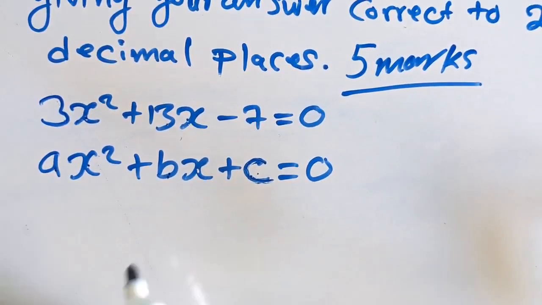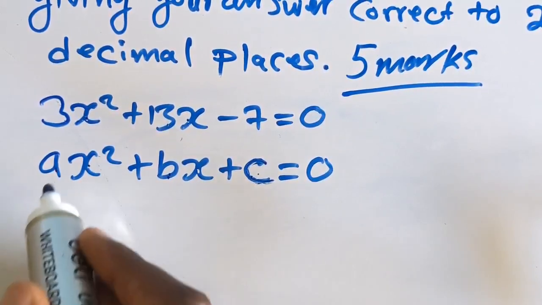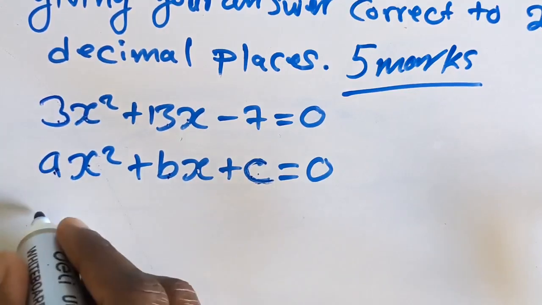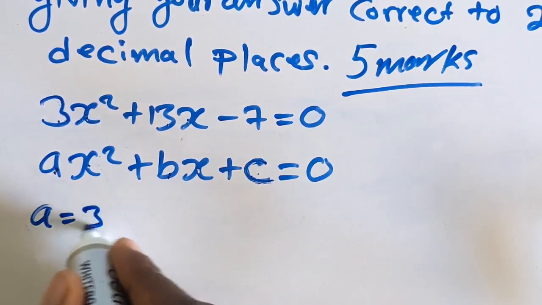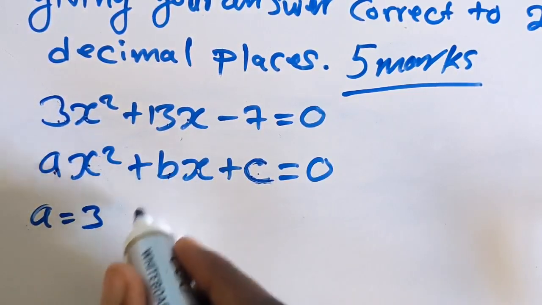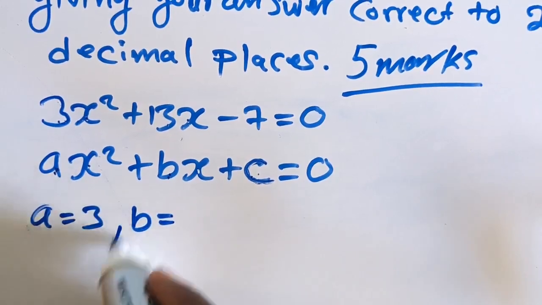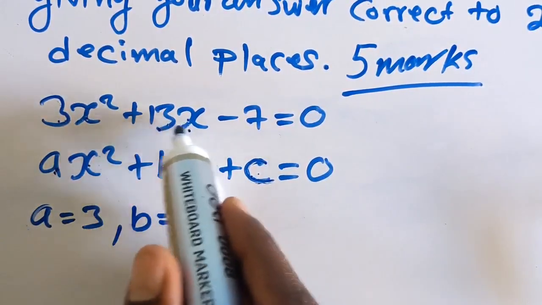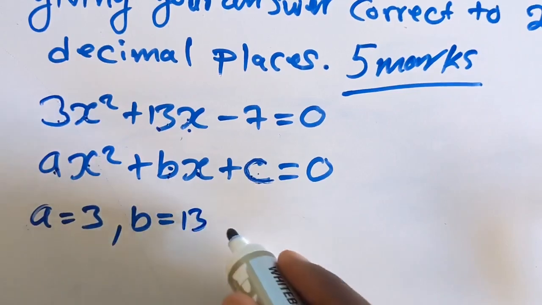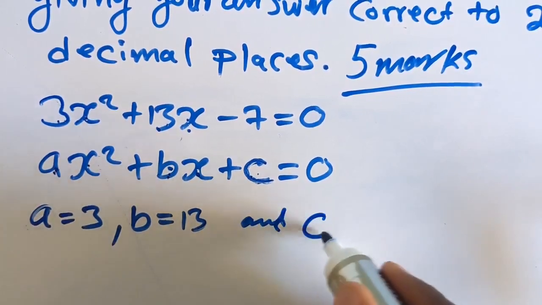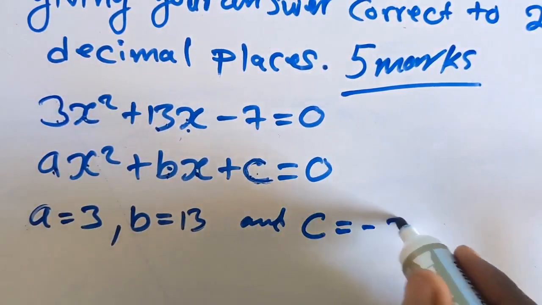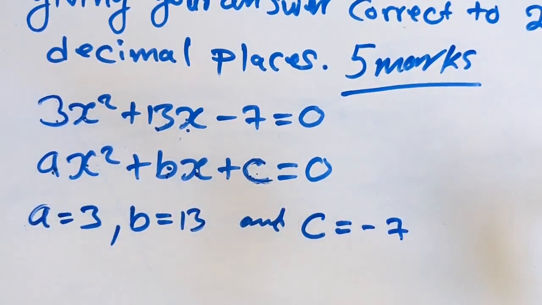The next step. Make sure that you are paying attention for you to be able to solve other questions. Now you know that a is equal to 3. Then b is attached to letter x, so b is 13. And c is just the constant, negative 7. So c is negative 7. Make sure that you are able to do this, then you are good to go.